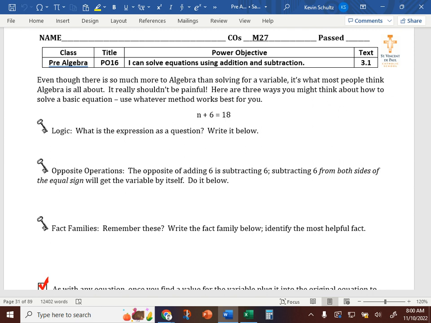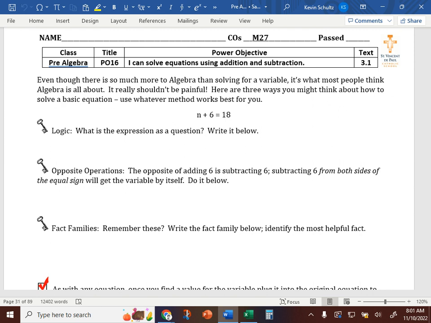Okay? I need you to learn the process on how to solve. It's nice to start with something you can do in your head because you can easily check it to make sure your answer works. Okay? But eventually we're going to get to equations you cannot do mentally, right? And you're going to have to rely on the opposite operations method or some other method to solve it.